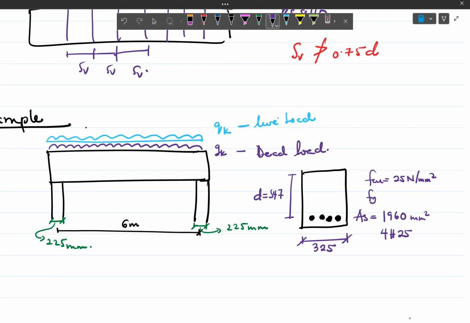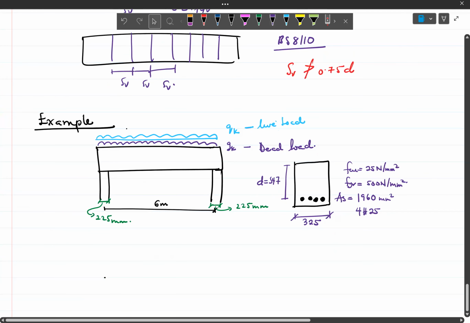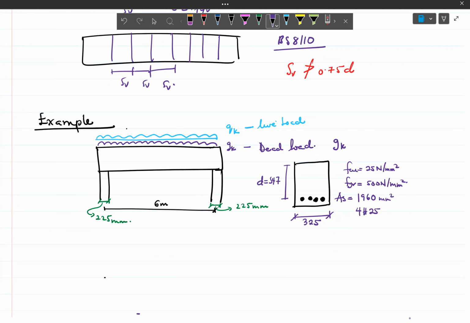And the FY is what? Do I have that over here somewhere? It's 500 newtons. Either FY or FYV is the same thing. All right, so these are the parameters. And so GK is given as 10 kilonewtons per meter.